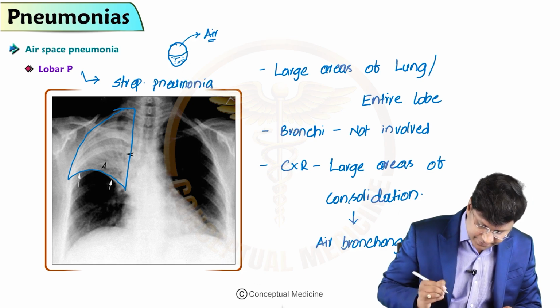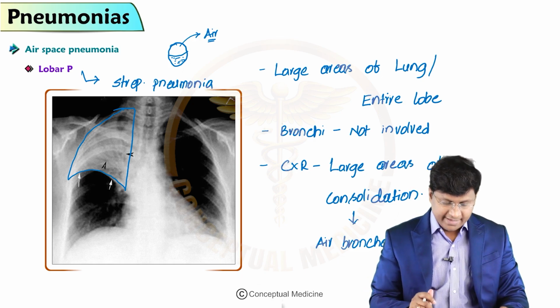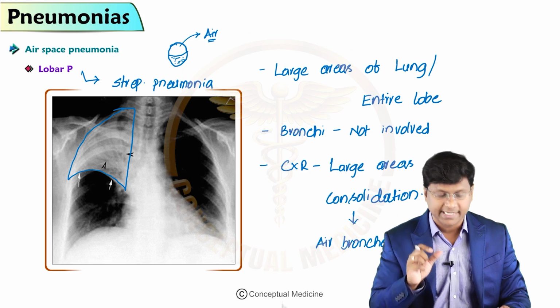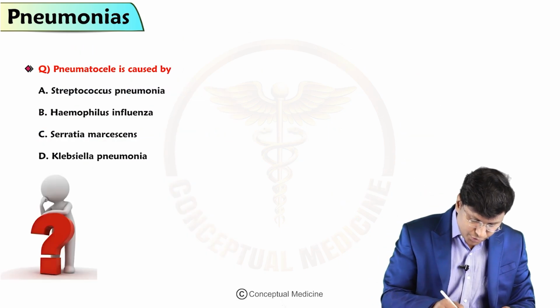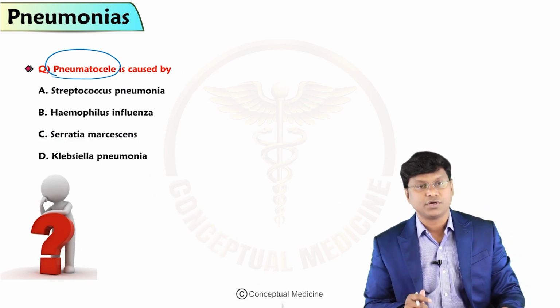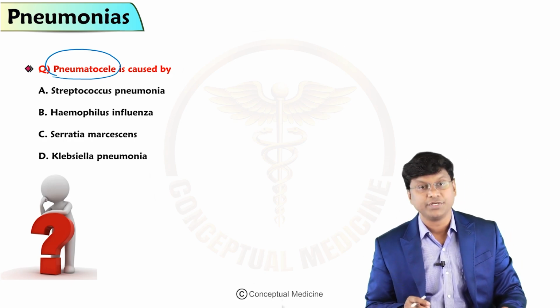Right, it will be Streptococcus pneumoniae. So this is about your lobar pneumonia. Now, having discussed lobar pneumonia, there is one clinical entity called pneumatocele. Pneumatocele is caused by Streptococcus pneumoniae, Haemophilus influenzae, Serratia marcescens, Klebsiella pneumoniae.